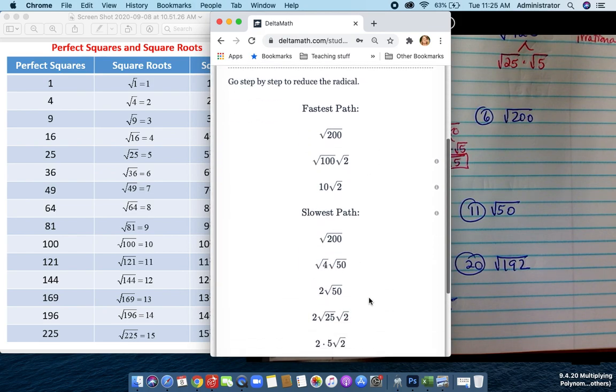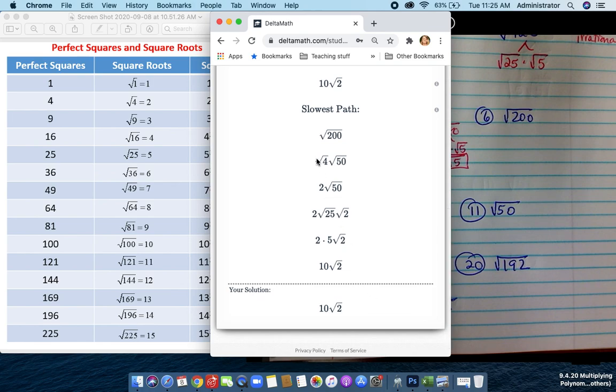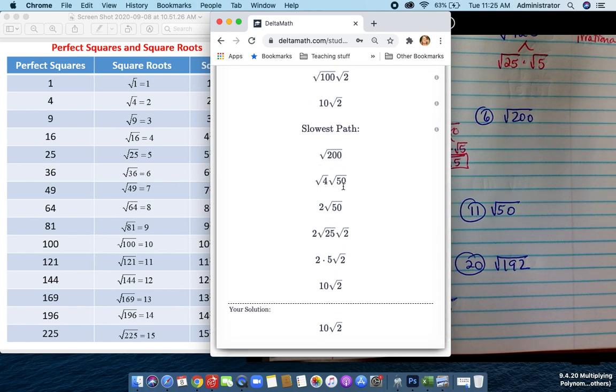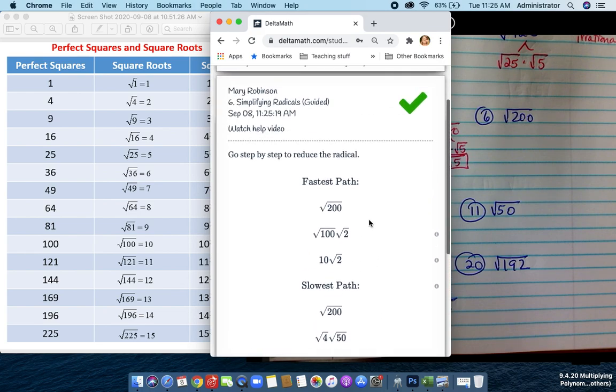Okay? So again, a slow path might be, if you were to try 4 and 50, you could take the square root of 4, but then 50 would need to be broken down into 25 and 2. Then the square root of 25 would be 5. And then you would multiply any of these integers out here together to get 10. Okay, so again, there's more than one path to get to your right answer. The fastest always being to find the largest perfect square factor.